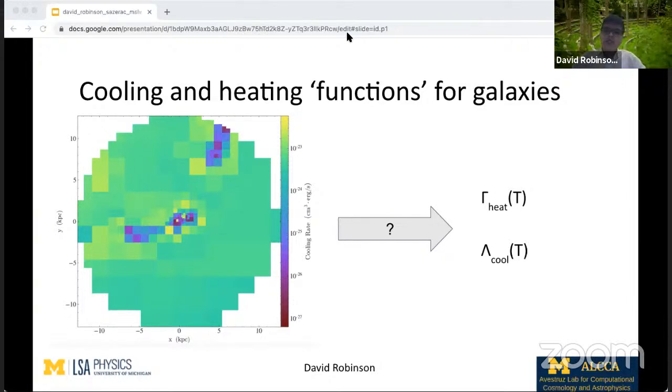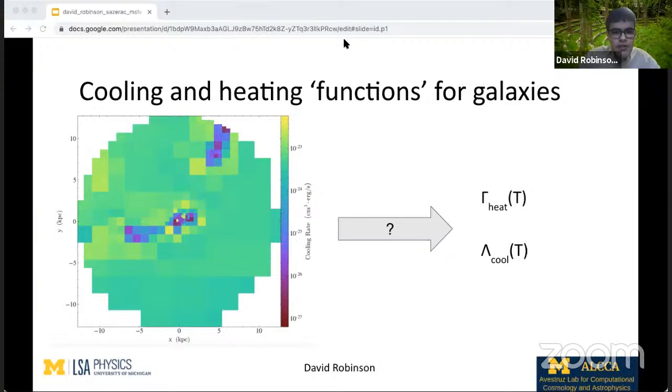So then the question that we were trying to answer is, how can we describe a single set of cooling and heating functions of temperature that could be implemented in, say, a semi-analytic model of galaxy formation that was effectively one zone? So we considered a couple different approaches to that, and I'll tell you about 2 of them.